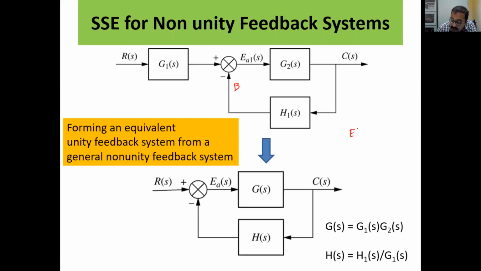Error strictly means input minus output, R of s minus C of s. Okay, but here that's not happening. Why? Because of this non-unity feedback block. Okay, so we have to do some adjustment. What can we do? As a first step, we can shift this summing point to this side of the block, or rather, block can be brought to the right side of the summing point. We know the block diagram reduction rule, right? To shift the summing point to this side, what happens?